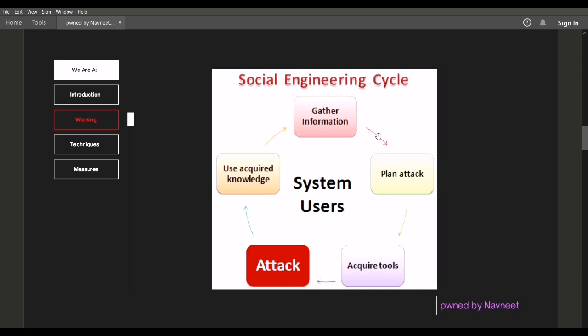Further proceeding to planning attack. The attacker outlines how he or she intends to execute the attack. Next, acquire tools. These include computer programs that an attacker will use when launching the attack. Further to exploiting or attacking: exploit the weakness in the target system. Last step, use acquired knowledge. Information gathered during the social engineering tactics, such as pet names, birth dates of the organization's founders, etc., is used in attacks such as password guessing.